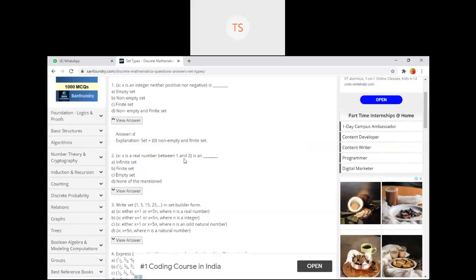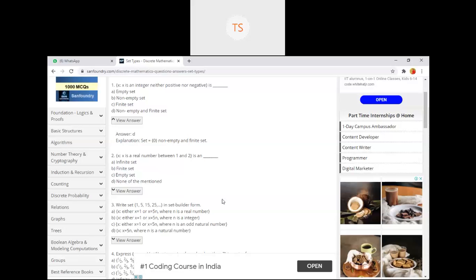What do you mean by real numbers? Real numbers are fractions, integers, negative numbers, positive numbers, all are real numbers. Between 1 and 2, I can write 1.1, 1.01, 1.001, 1.0001, then 1.2, 1.02. That means in between 1 and 2, you will get infinitely many real numbers.